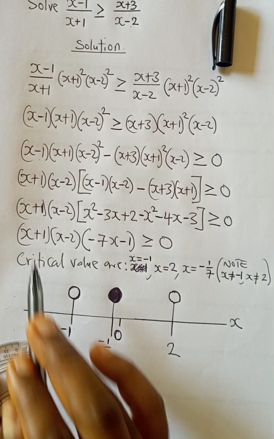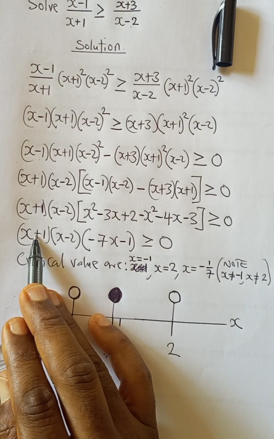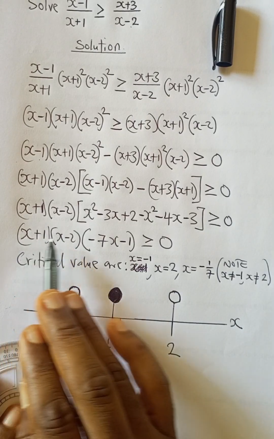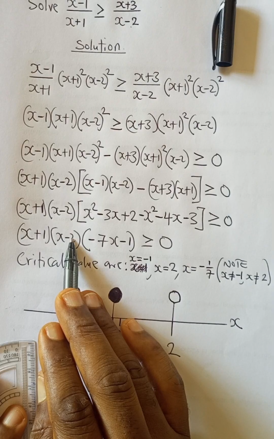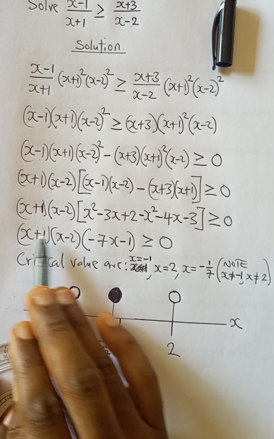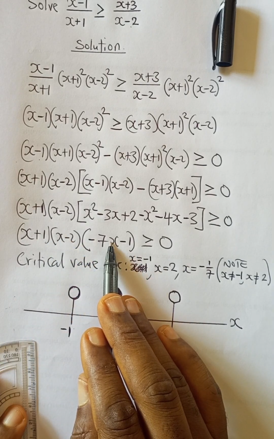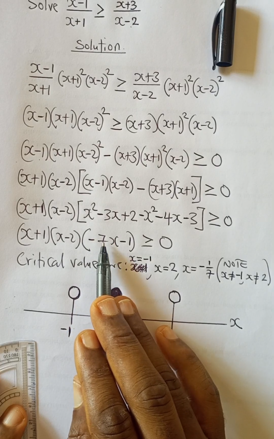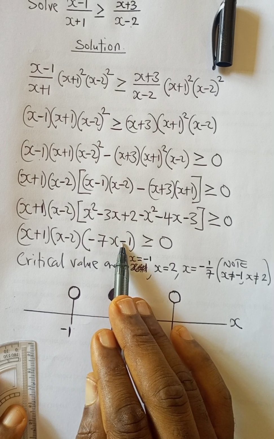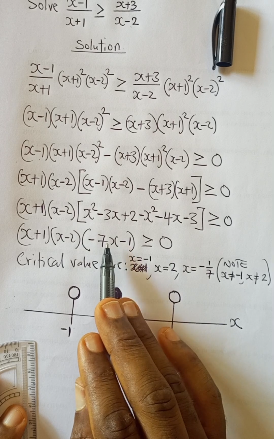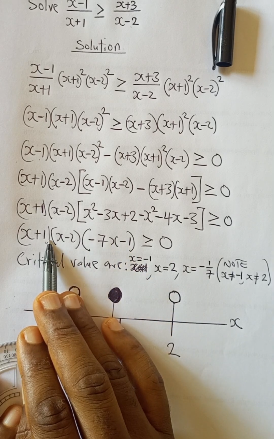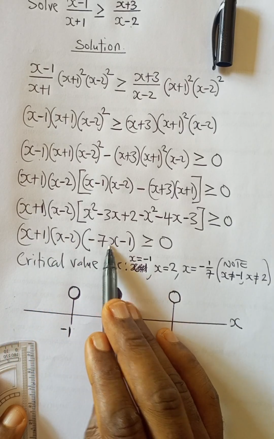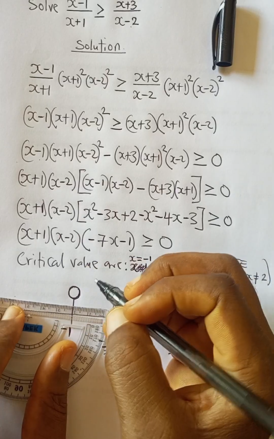Let's put minus 2. If you put minus 2 here now, because minus 2 plus 1 is minus 1, that is minus. If you put minus 2 here now, minus 2 minus 2 is minus 4, that is minus. Minus times minus is plus. If you put minus 2 here now, you have minus 7 times minus 2, that is plus 14. 14 minus 1 will still give you plus 14. Remember, we have plus here. This time, minus times minus times plus gives plus. So this region is positive.